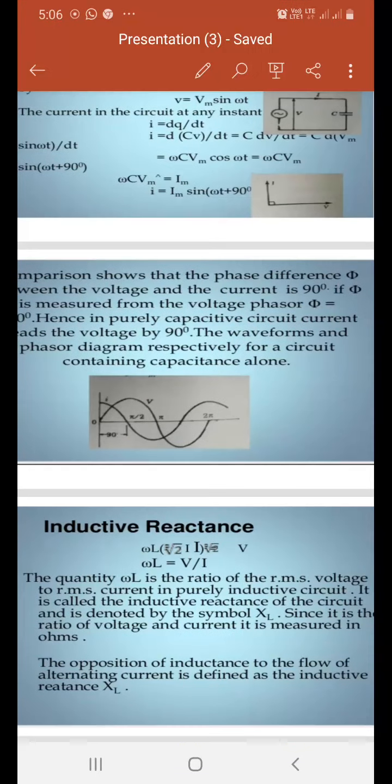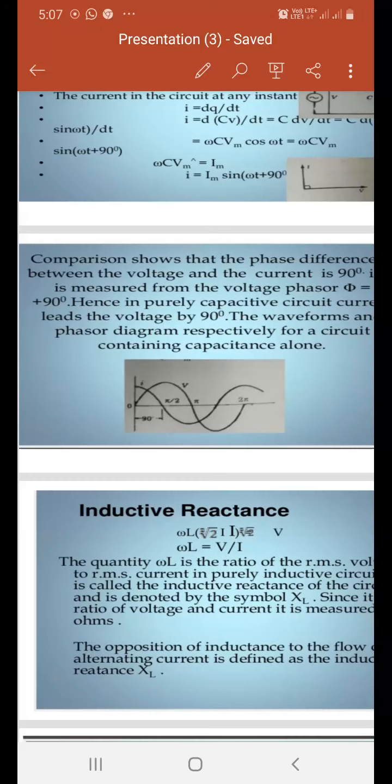Hence, we must understand and keep in mind that in a capacitive circuit the current only leads, not lags, with capacitance alone.